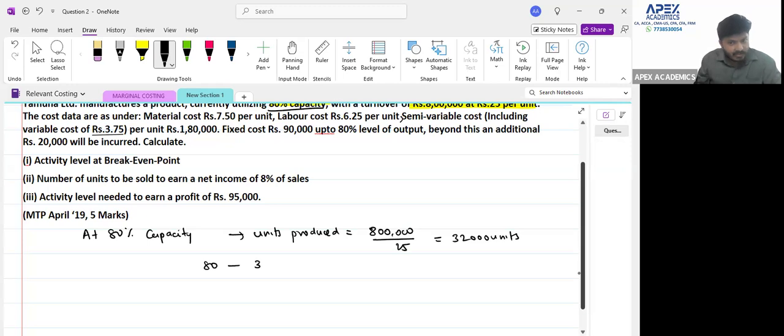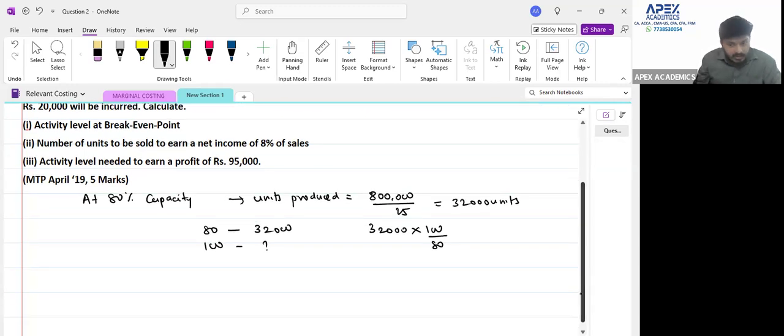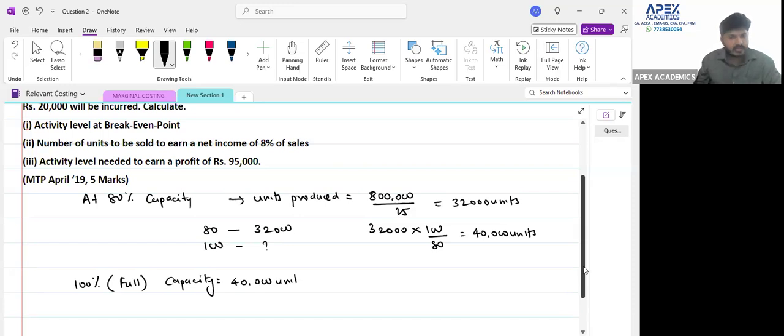So 80% is how much? 32,000. Full capacity is 100%. It will be how much? 32,000 multiplied by 100 divided by 80. So this is equal to 40,000 units, right? So can I say that full capacity, or I can use the word 100% capacity, is equal to 40,000 units.